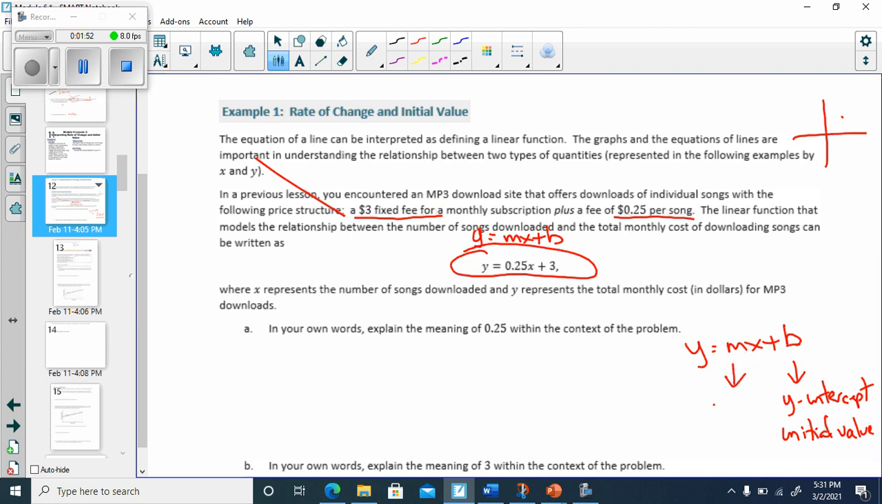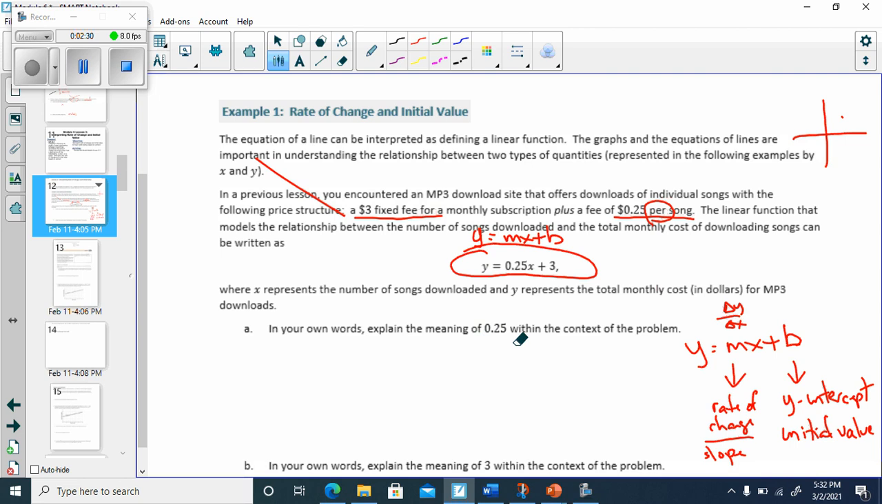The m is our rate of change. Now, we've been talking about rate of change. Another way we describe that is slope, or change in y over change in x. All of those things are your m, your rate of change. So here what we've got is 0.25 is our rate of change. It always has something like a per or each. 25 cents per song. See, that gives us a rate of change. And x is our number of songs. y would be the total amount that we're paying.